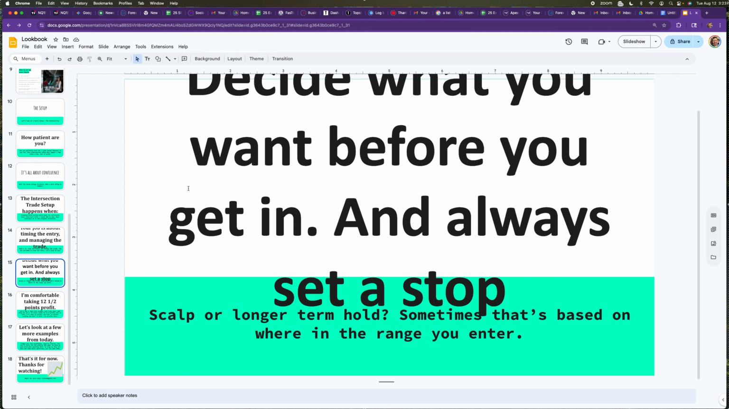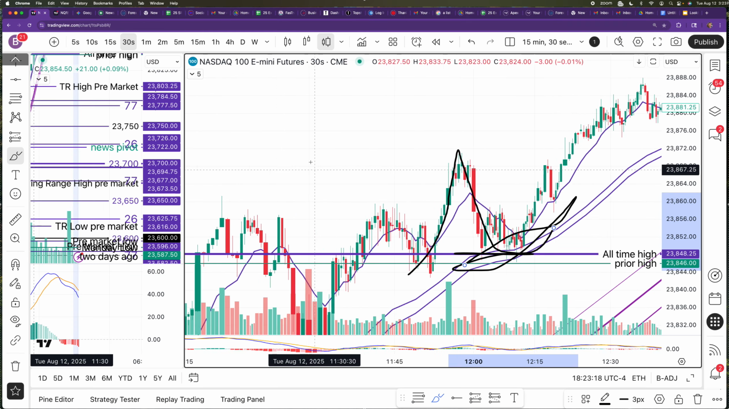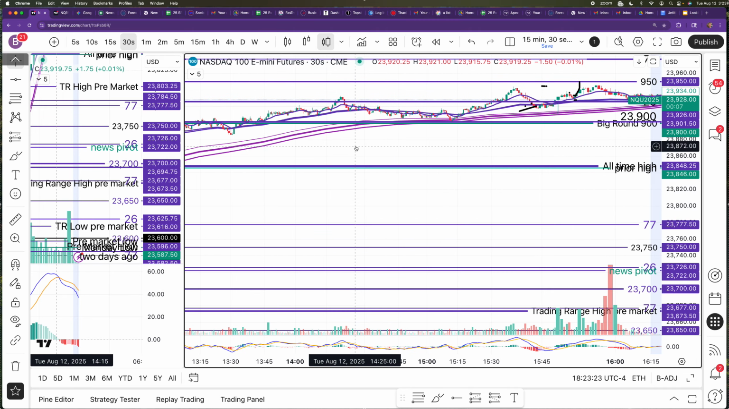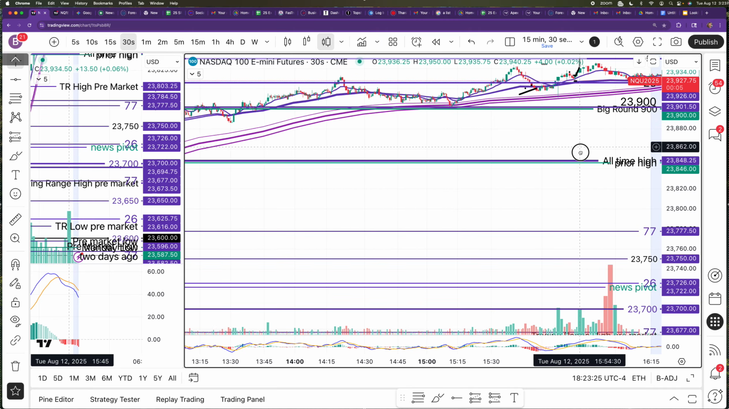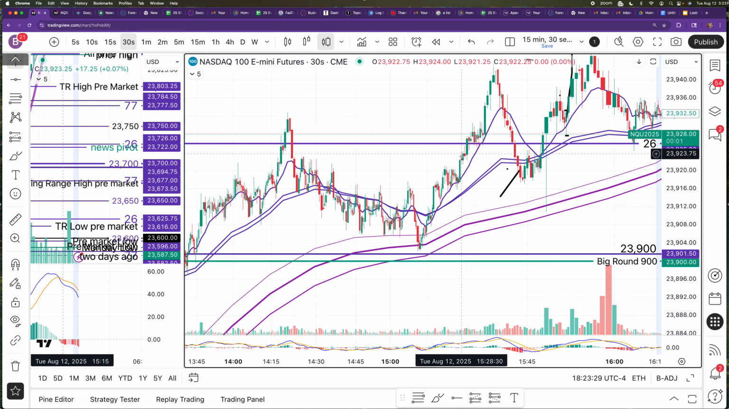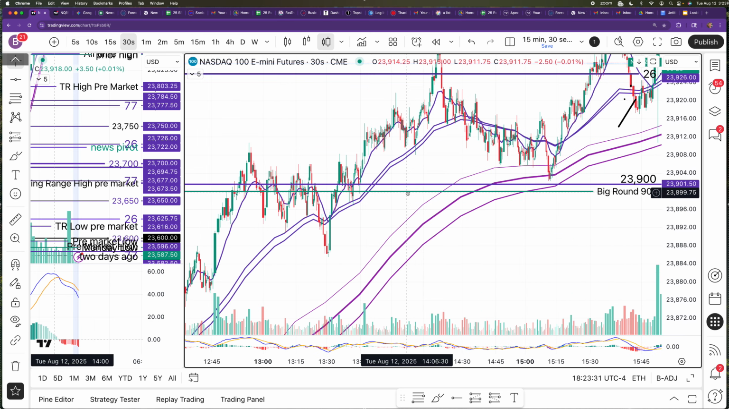But let me just tell you, especially looking at this example from today, you had a trading range level that was a great level to buy from. Why? Because it had more room to run, right?